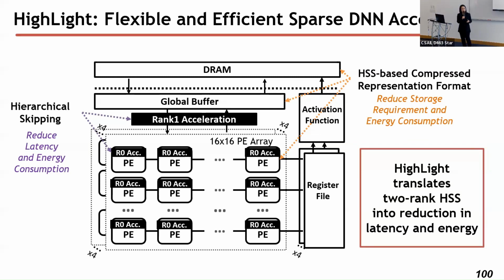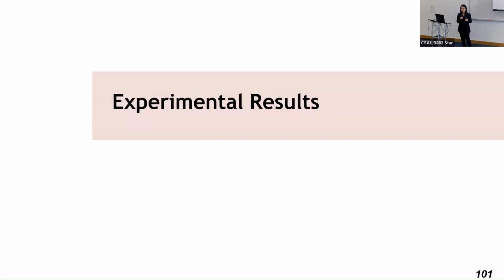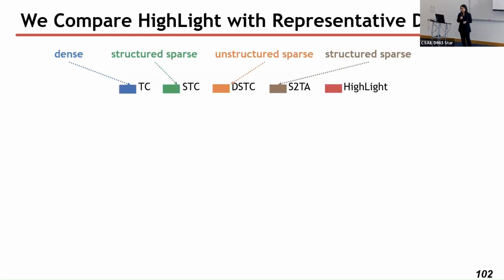Because of time constraints, I'm not going into the details of this design, but let's take a look at some experimental results related to HighLight. First, we compare HighLight to some representative designs from different design categories of sparse DNN accelerators: a dense accelerator, two structured sparse accelerators, and an unstructured sparse accelerator.